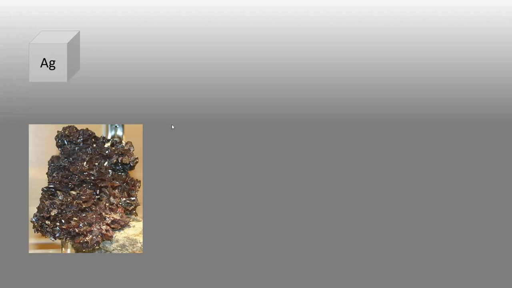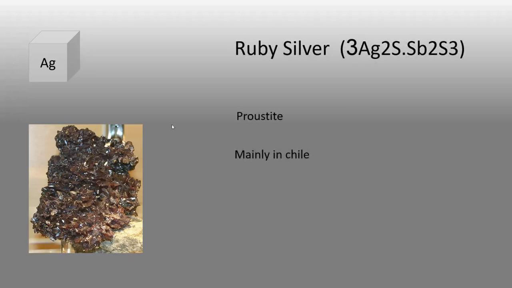You may be surprised that I'm using only abbreviations and not writing full names, because in some CHSL exams, 10 plus 2, they are asking abbreviations also. So that's why I'm using only abbreviations. The main ore is ruby silver. Okay, it is a prostite. Another name is prostite, and it is mainly found in Chile.